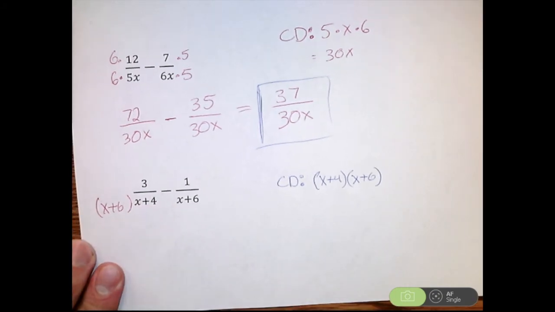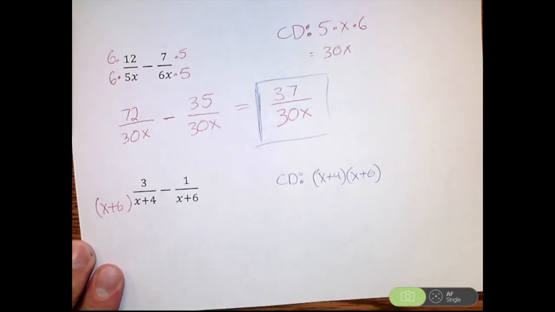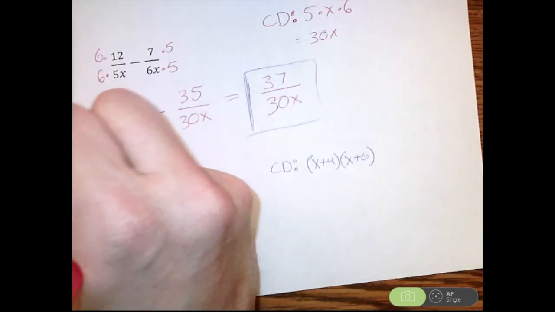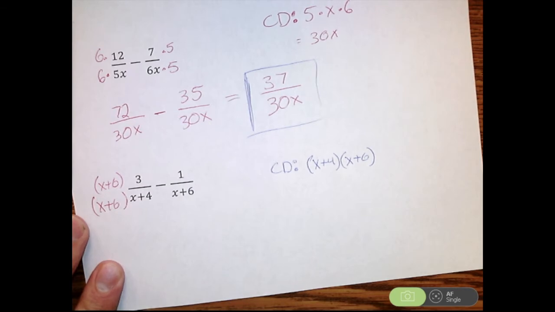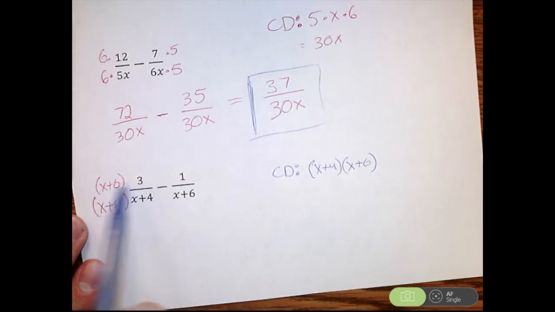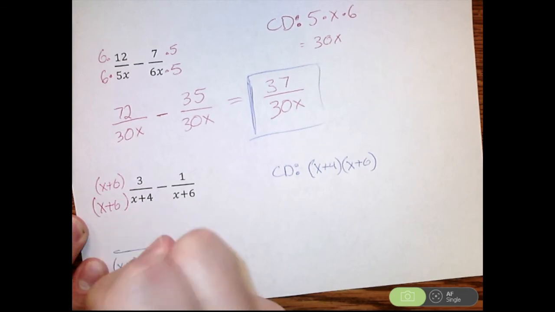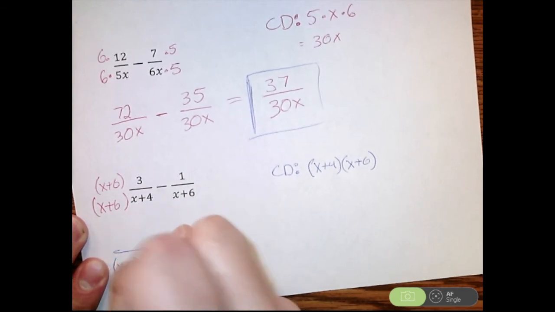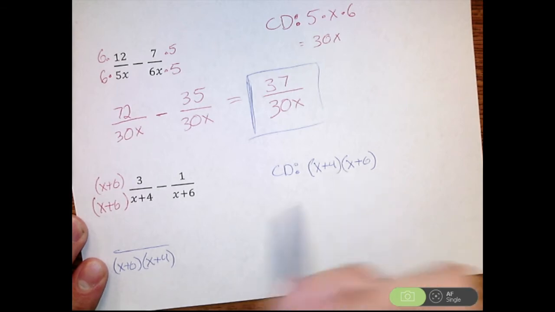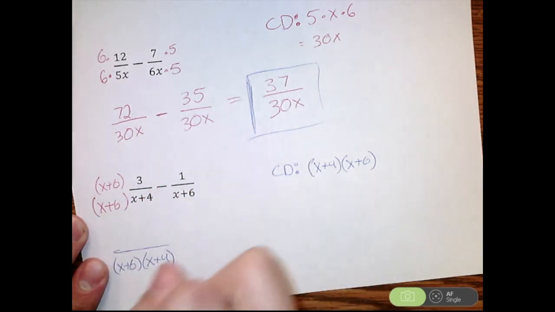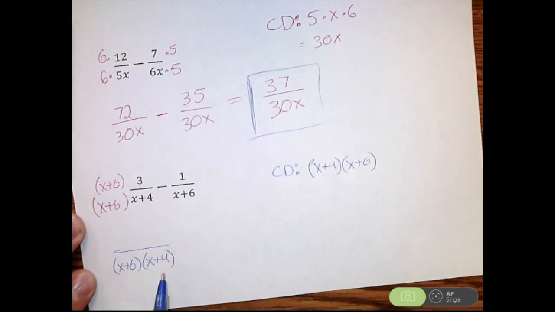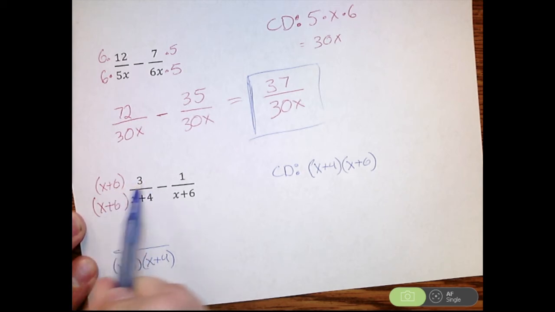Now if I multiply by x plus 6 on the bottom, I also have to do it on the top. The only catch is I'm only going to multiply the top. I'm going to leave the bottom alone. I want to make sure my denominator still keeps looking like the common denominator I said I would have. So I'm still going to leave x plus 6 and x plus 4 down there. I'm not going to multiply those. The top, the numerator, I am going to multiply.